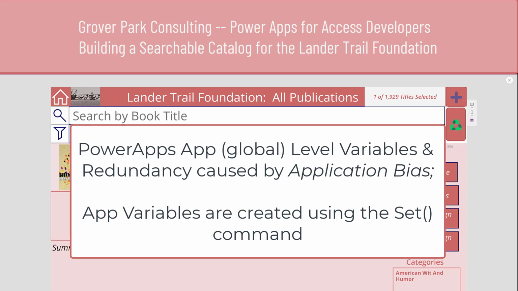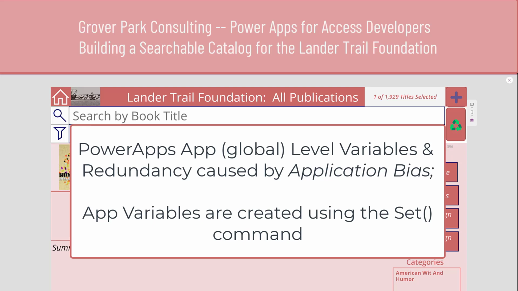We're building the Lander Trail Foundation, an online searchable database for their book collection of materials related to the history of the Lander Trail. In the previous video, I introduced you to my concept of the difference between global and local variables in the PowerApps environment, which I have come to think of more as the app level and context level variables. The app level variables being those which apply throughout the life of the application, throughout the life of a session working with that application.